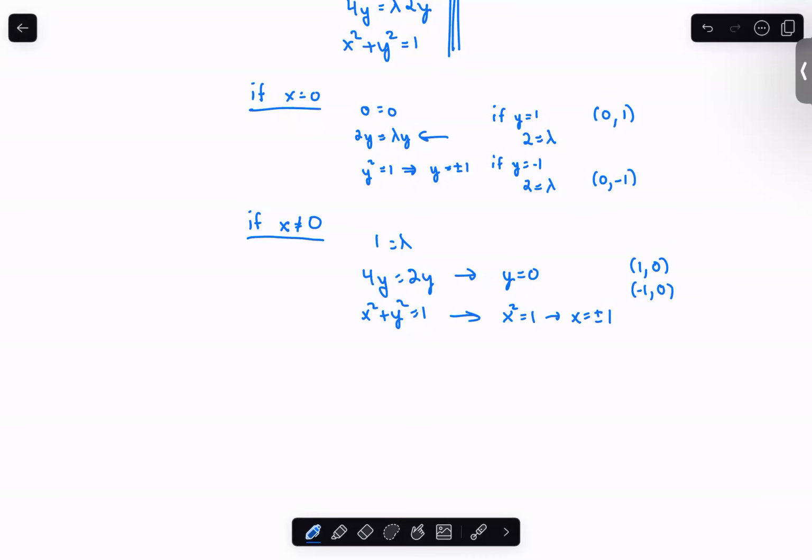So usually for solutions for Lagrange multipliers and whatnot, you usually like to categorize them by lambda value. So I would say, if lambda is equal to 1, then we have solutions (1, 0) and (-1, 0). And if lambda is equal to 2, then we have potential solutions (0, 1) and (0, -1). Question?